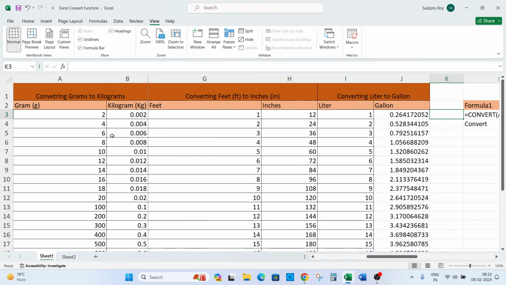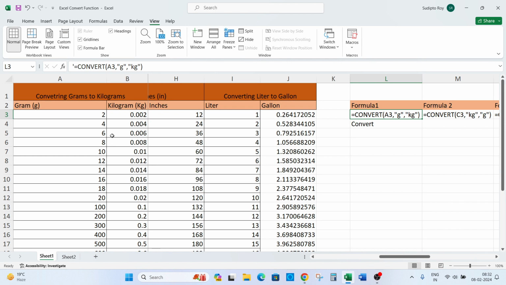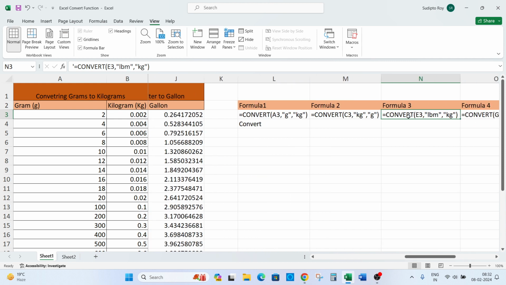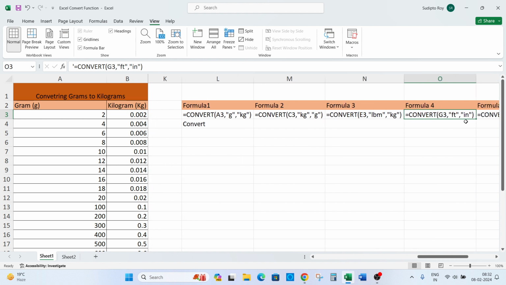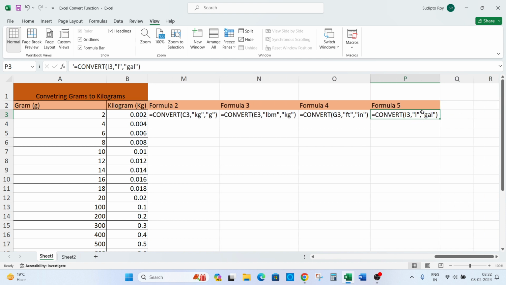If you want, you can write down or take note of the formulas here. This is the formula for converting from grams to kilograms. This is the formula to convert from kilograms to grams. This is the formula for converting from pound force to kilograms. Formula for converting feet to inches, and the CONVERT function for converting from liters to gallons.